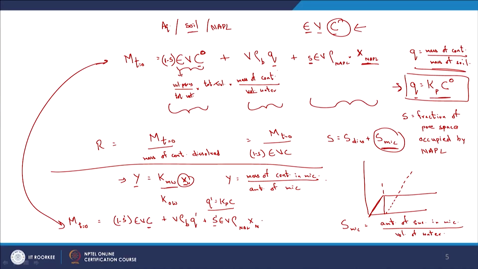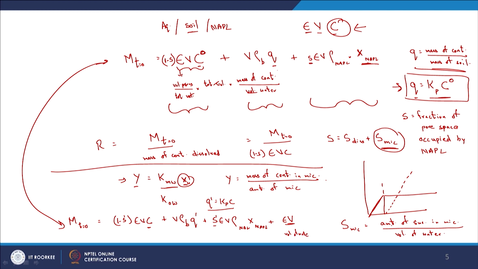So, obviously I will have S dash here, S dash X NAPL, and now let us represent this particular micelle. I am going to assume that it is going to be in the same pore volume, so it is epsilon V, and what else do I need to have? This will be the volume of water, right, volume of water.